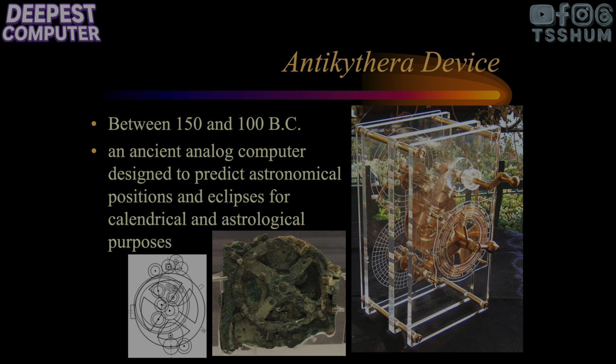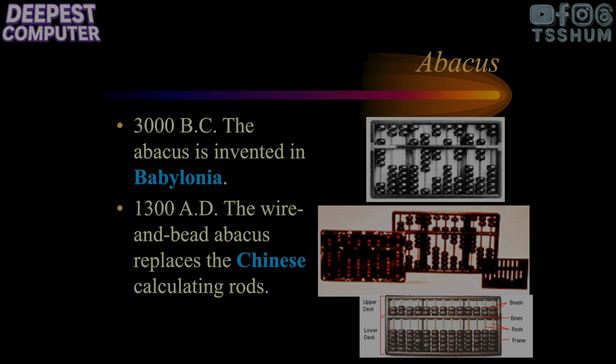Between 150 and 100 BC, the Antikythera Device, an ancient analog computer, was designed to predict astronomical positions and eclipses. The abacus was invented in Babylonia around 3000 BC. By 1300 AD, the wire and bead abacus replaced the Chinese calculating rods.